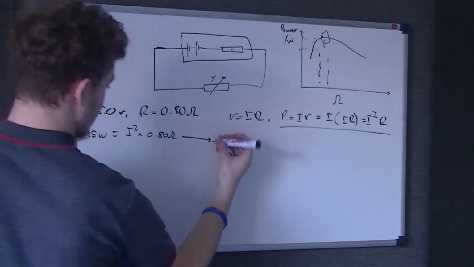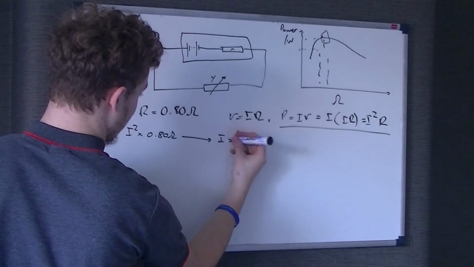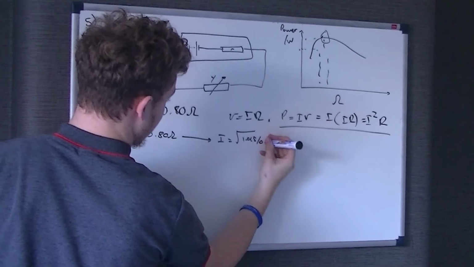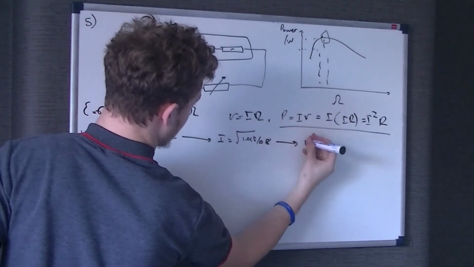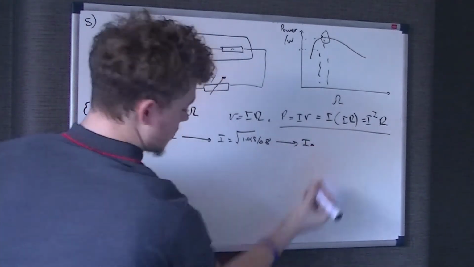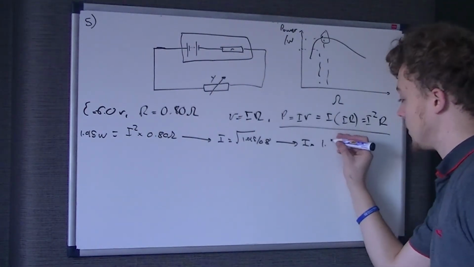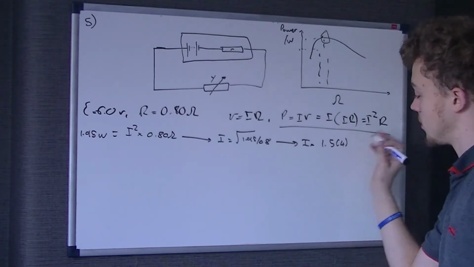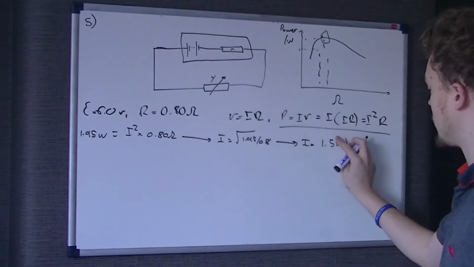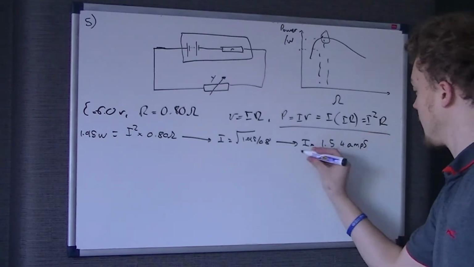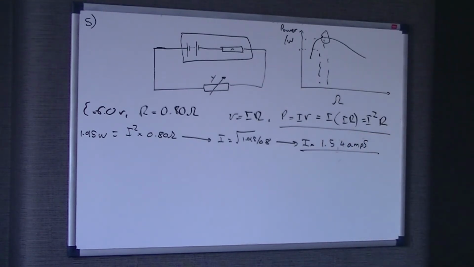So you rearrange this to get I squared as the subject, so I is equal to the square root of 1.95 over 0.8. That should get you a current I, in terms of amps, of 1.5. Now it says here 4, so this is negotiable, but they've rounded it to 1.54 amps. Okay, so that's the current going through the battery. So that's your 3 marks there.